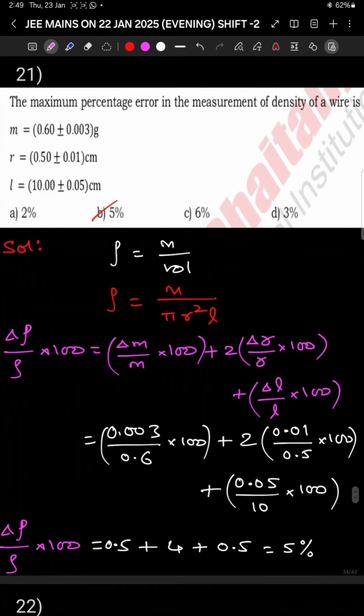Next question. This question belongs to errors and approximations. Here, error in mass is given, error in radius given, error in length given. They are asked to find the error in density. Density formula is mass by volume. Volume formula for a wire is pi r square L, where r is the radius, L is the length, m is the mass. Apply here, you can find delta rho by rho into 100.